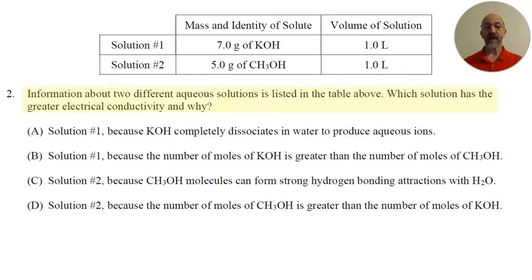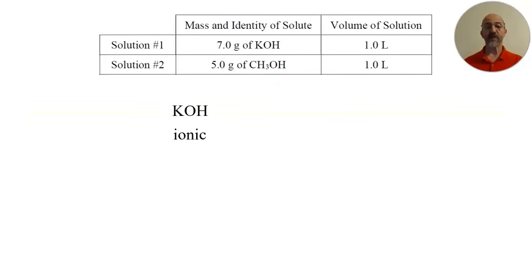So we have KOH, which is known as potassium hydroxide, and we have CH3OH, which is known as methanol or methyl alcohol. So the fact that potassium is a metal and that OH is actually the hydroxide ion, potassium hydroxide, when dissolved in water, will split up into potassium ions and hydroxide ions. So potassium hydroxide, or solution 1, is a good conductor of electricity.